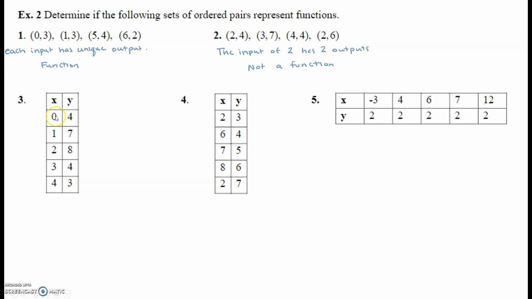Looking at number 3, I have 0, 1, 2, 3, 4. So no repeating x values, so that is a function. Number 4: 2, 6, 7, 8, 2. 2 is 3, 2 is 7. 2 can't equal 2 different outputs, so that is not a function. And this one here, no repeating, so that is a function.